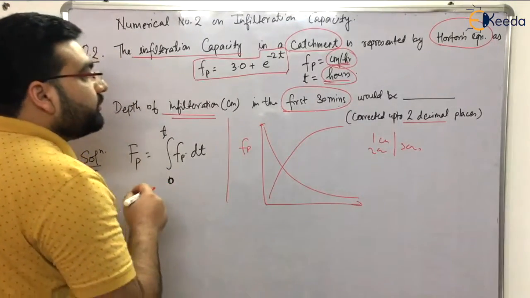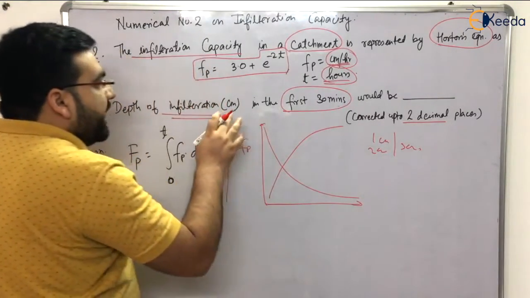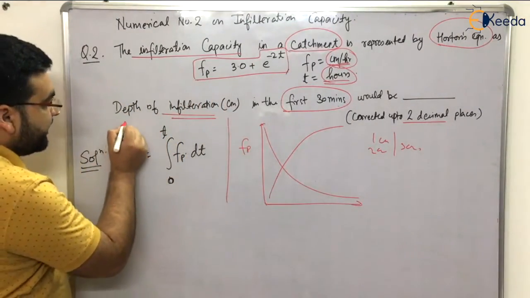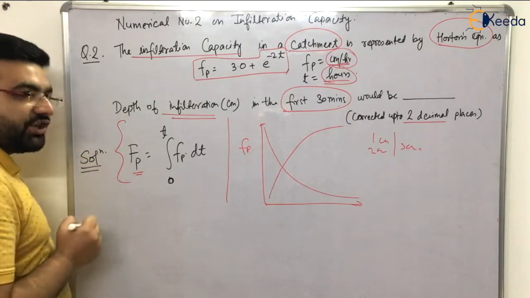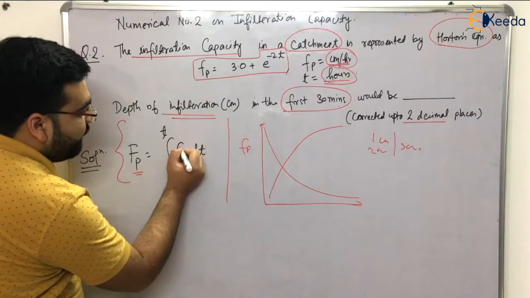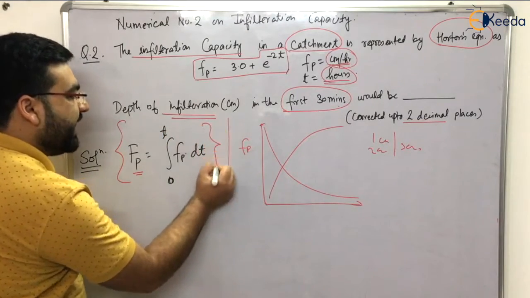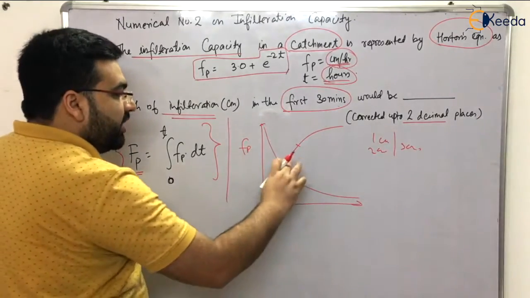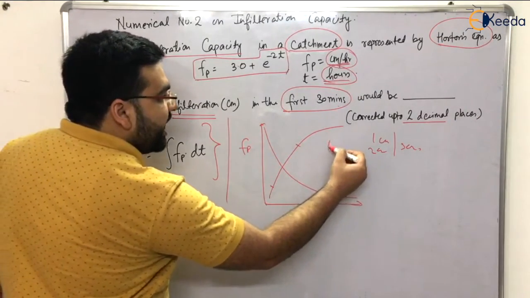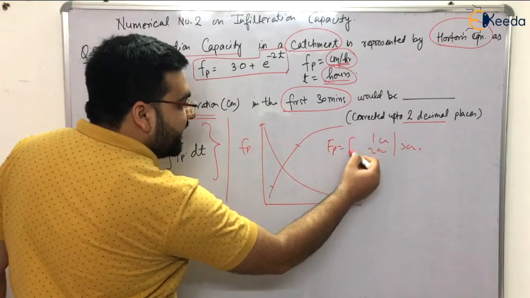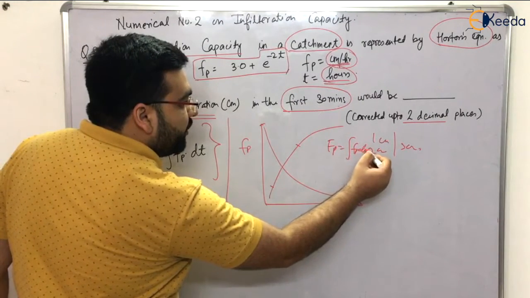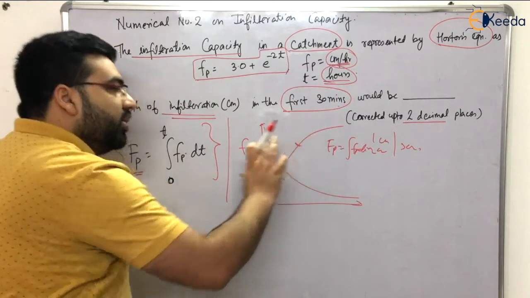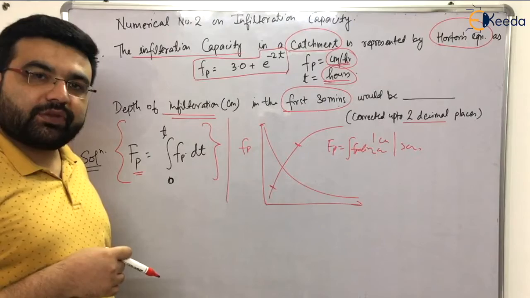Clear? Now, also remember that if you want to determine the depth of infiltration, I already told you that the depth of infiltration or the cumulative infiltration is given by the integration of Fp dt from 0 to any time t. From here to here, if you want to determine the depth of infiltration, you just have to integrate Fp dt from this point to this point, and hence you will get the total value of infiltration. Clear? Okay.